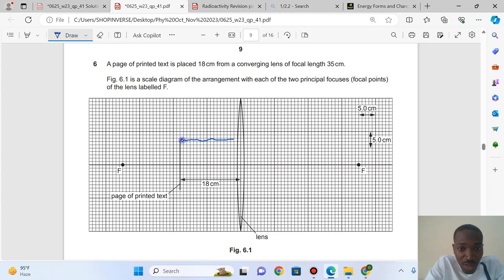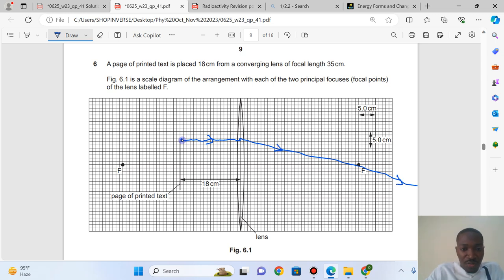Use a ruler, okay? It's not possible for me to use a ruler on the screen of my laptop. That's why I'm just using a freehand sketch here. So after getting to the lens, this ray must pass through the principal focus after refraction. So place your ruler in order to draw a straight line through this part, a straight line that passes through F. Yeah, that is the path the ray of light follows.